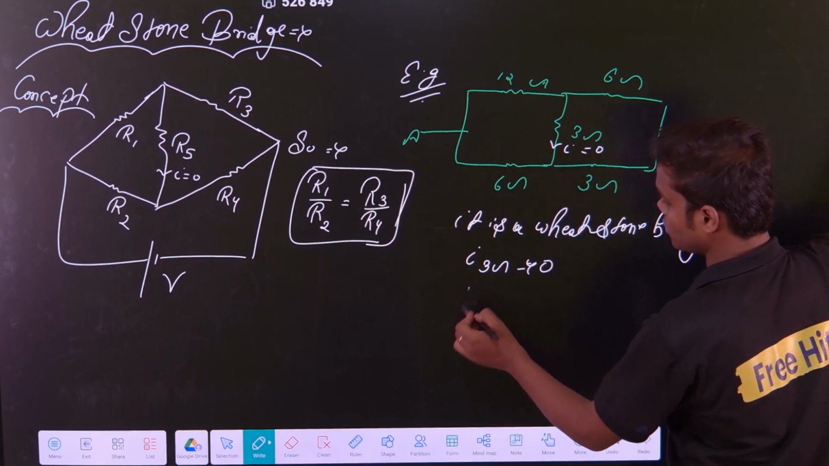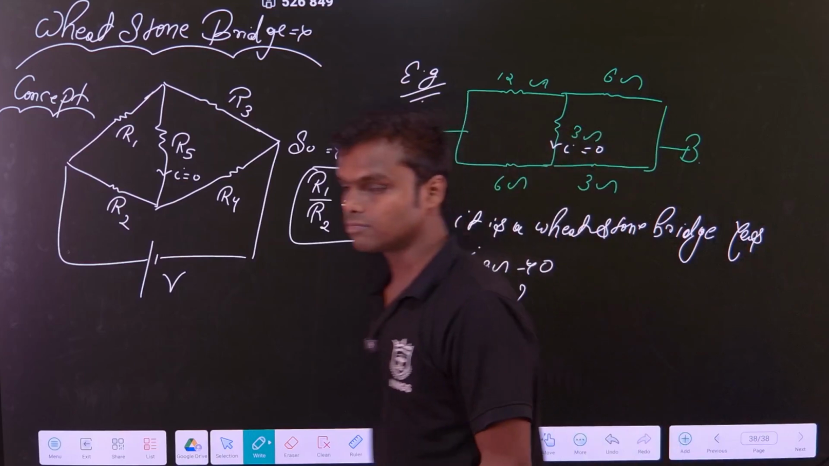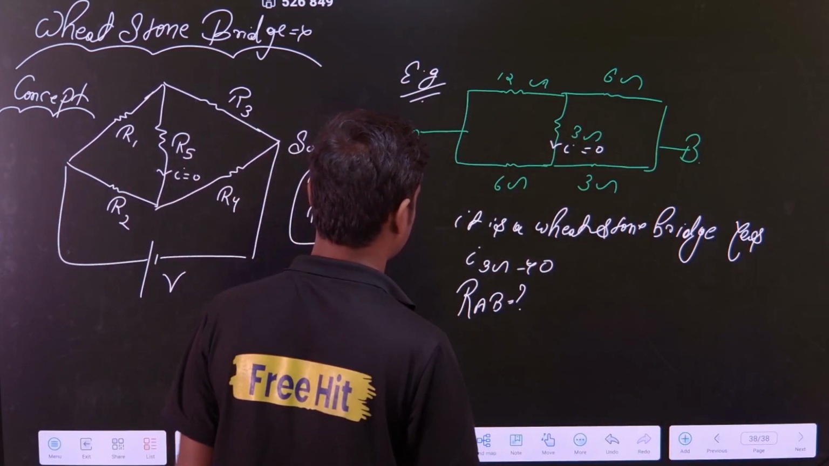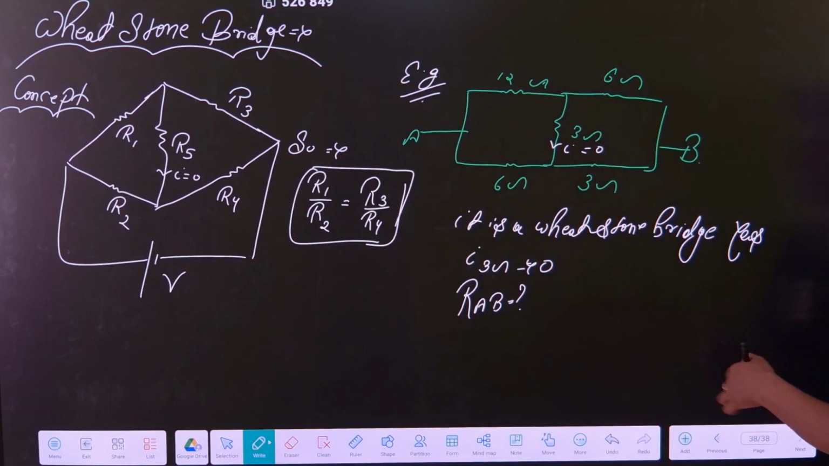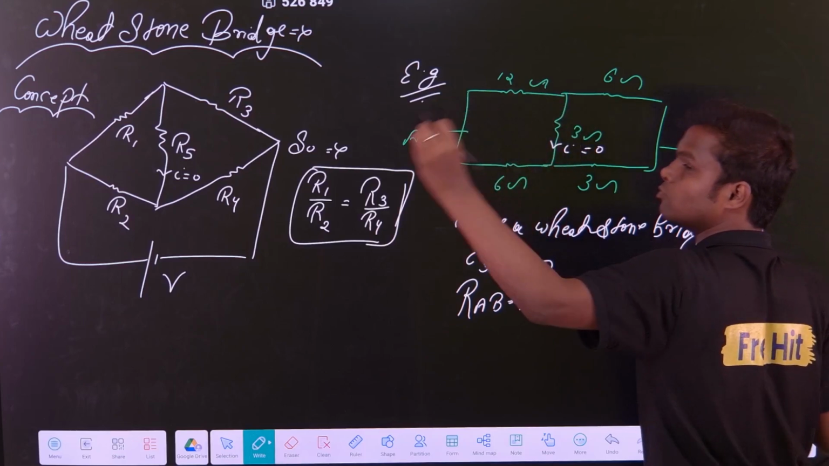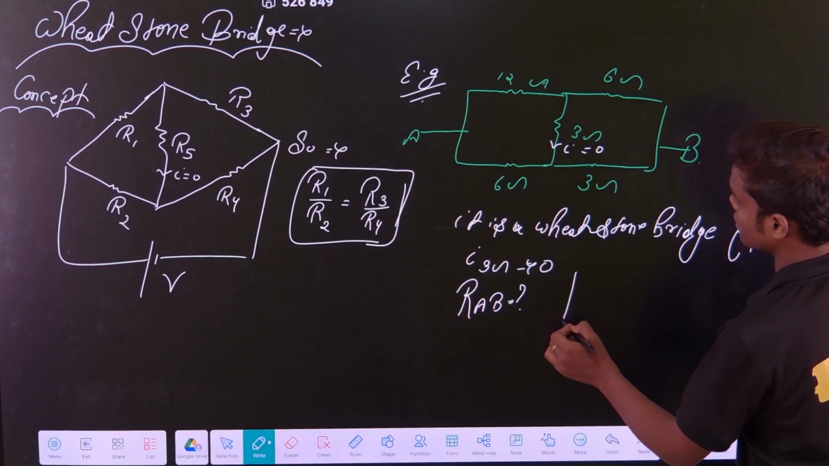Correct. My question is, what is my RAB, the resistance across AB? Have you understood the question? So what you have to do? Simple approach: if the current across this resistor is 0, I can remove this resistor. Simply remove it from the circuit. And if you remove this from the circuit, then what will you get?